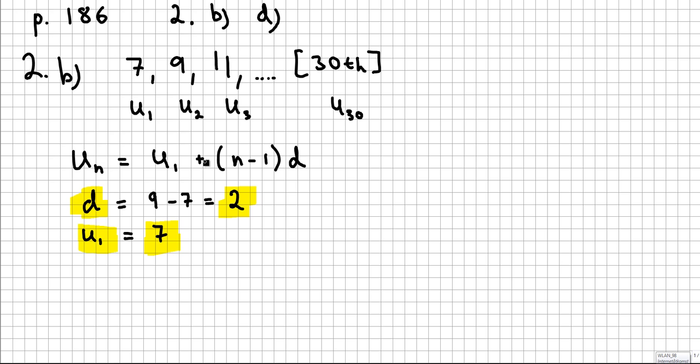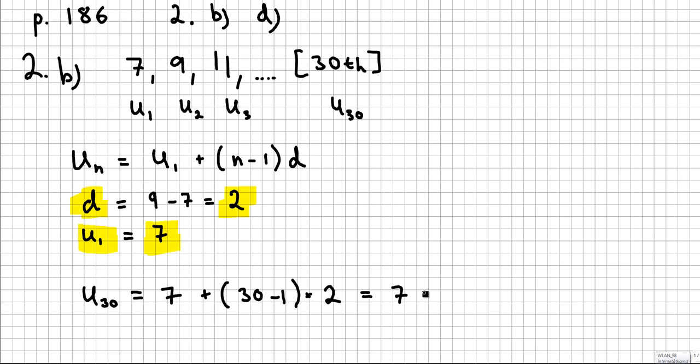So let's use this general formula. U30 in this case, that's what they want to know, would be U30 is equal to U1, which is 7, plus within brackets n, which is 30, minus 1 in brackets, and then times d, and d was 2 in this case. Let's continue.